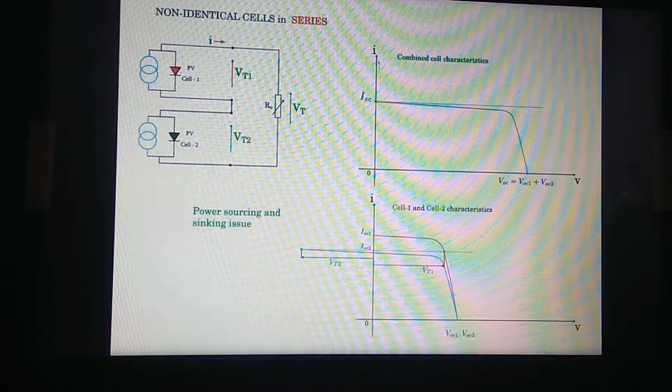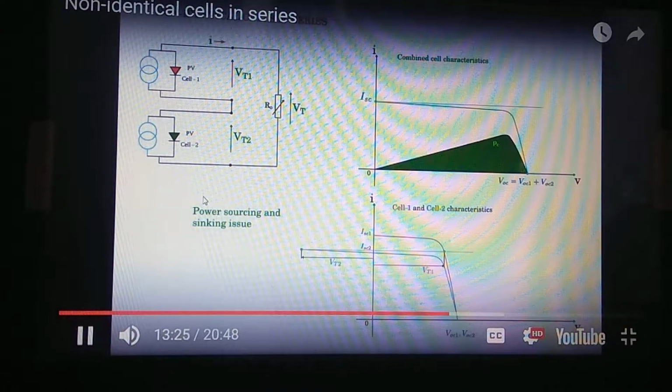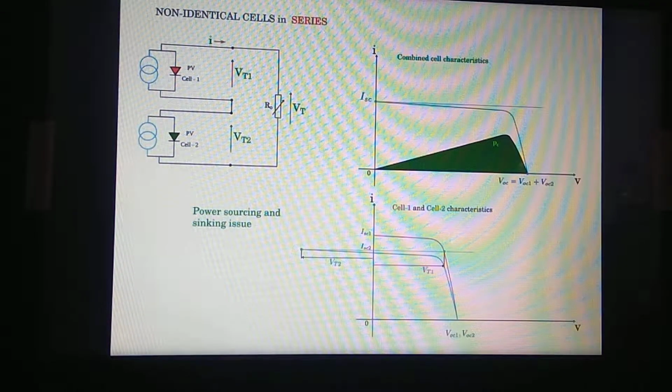Let us consider the IV characteristic of the combined cell and plot the power curve also in the same graph. So this is the power curve of the combined cell with respect to the voltage. Let me now superimpose the cell 1 characteristic. This is the cell 1 characteristic, as you will see. And the important point is here, the intersection of the cell 1 characteristic with the combined cell characteristic.